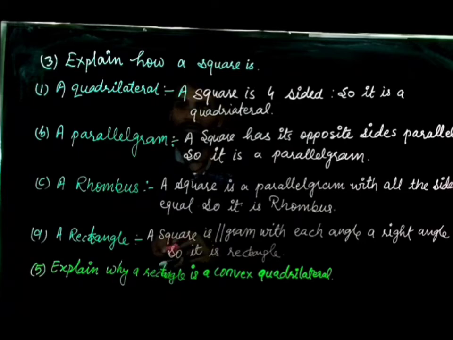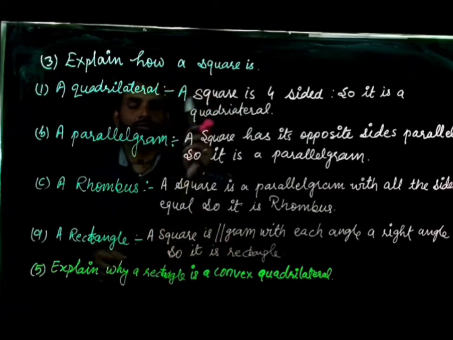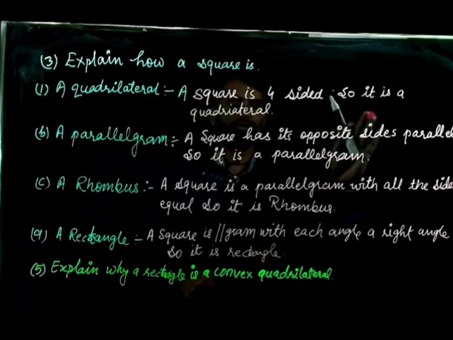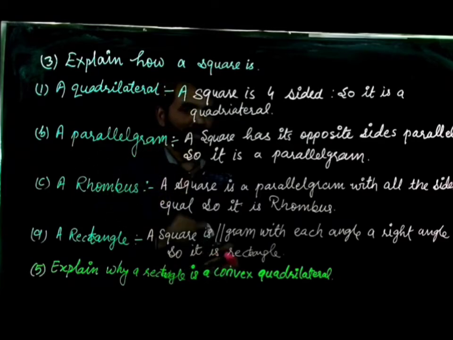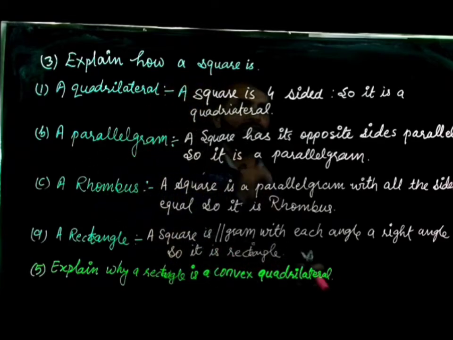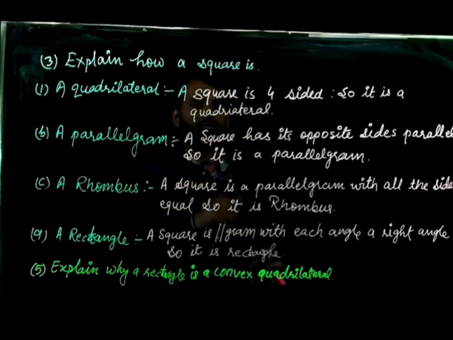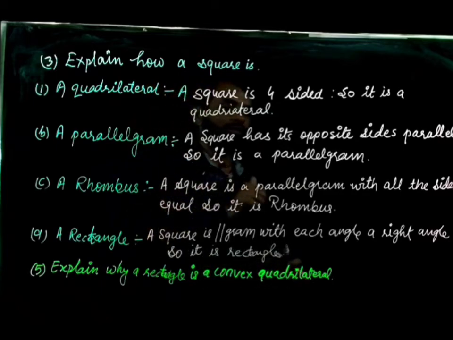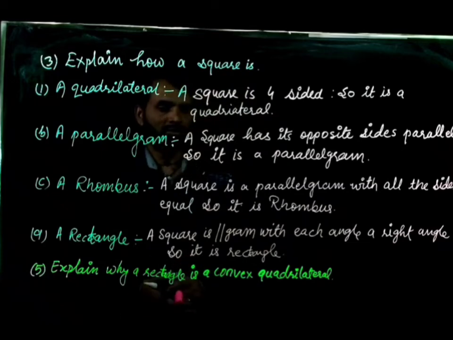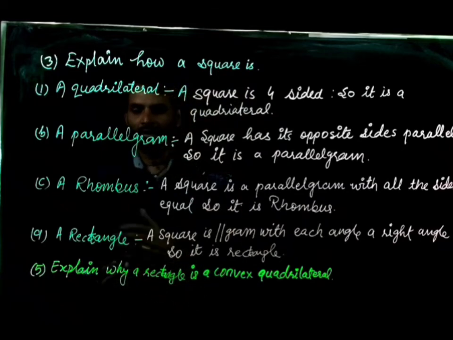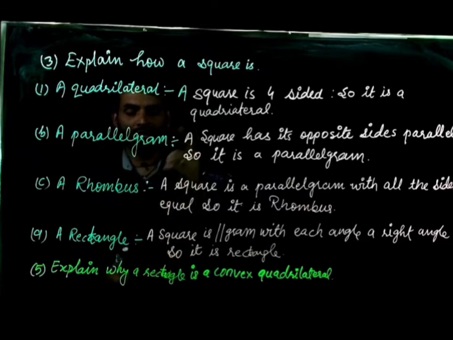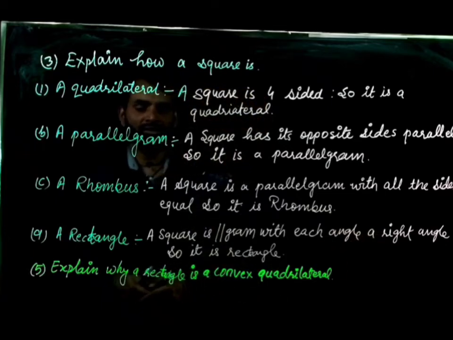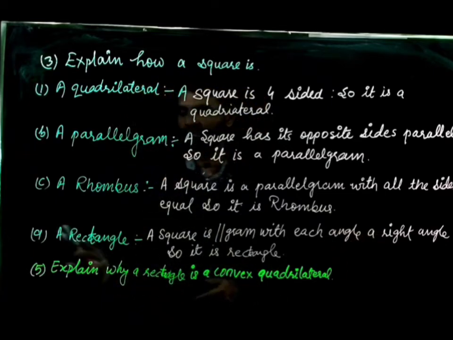Revise: explain how a square is a quadrilateral. Yes, because a square has 4 sides, so it is a quadrilateral. A parallelogram? Yes, a square has its opposite sides parallel, so it is a parallelogram. A rhombus? Yes, because a square is a parallelogram with all sides equal. And last, a rectangle? Yes, a square is a parallelogram with each angle a right angle, so it is a rectangle. Now next question, question number 5.